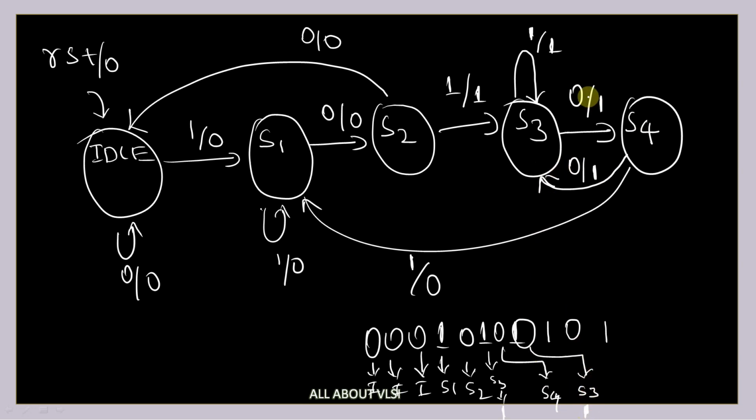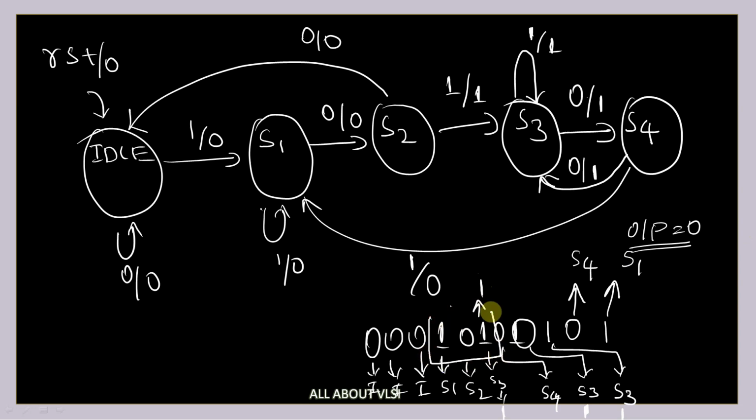Okay. And if I'm getting again 0, I'm going to S4 state. But if I'm getting 1, I'm going to be in the same state, my S3 state, and my output is still 1 itself. If I'm getting 0, I'm going to S4 state. If I'm getting 1, I'm going to S1 state by making my output 0. Here my output became 1, and here it is becoming 0. The pattern has been detected here, and again the pattern has been detected here.